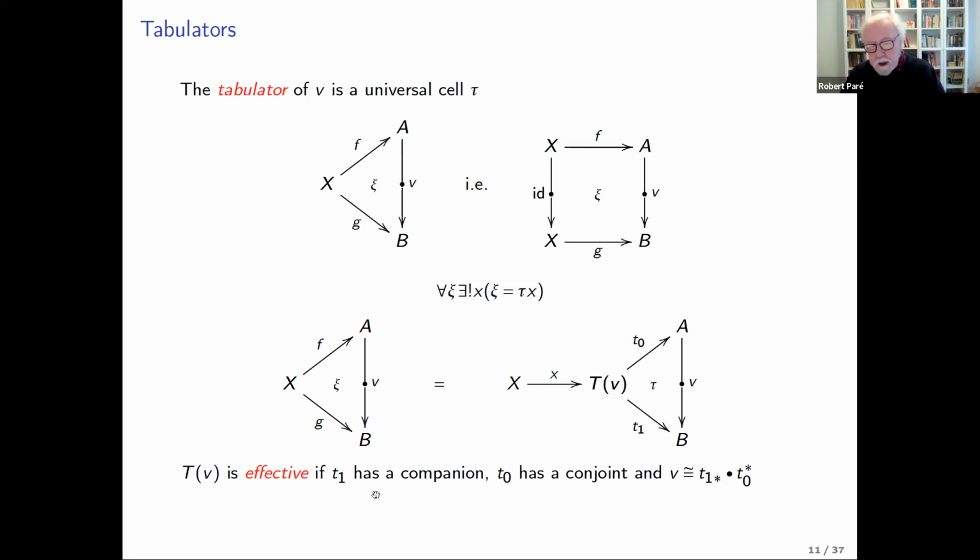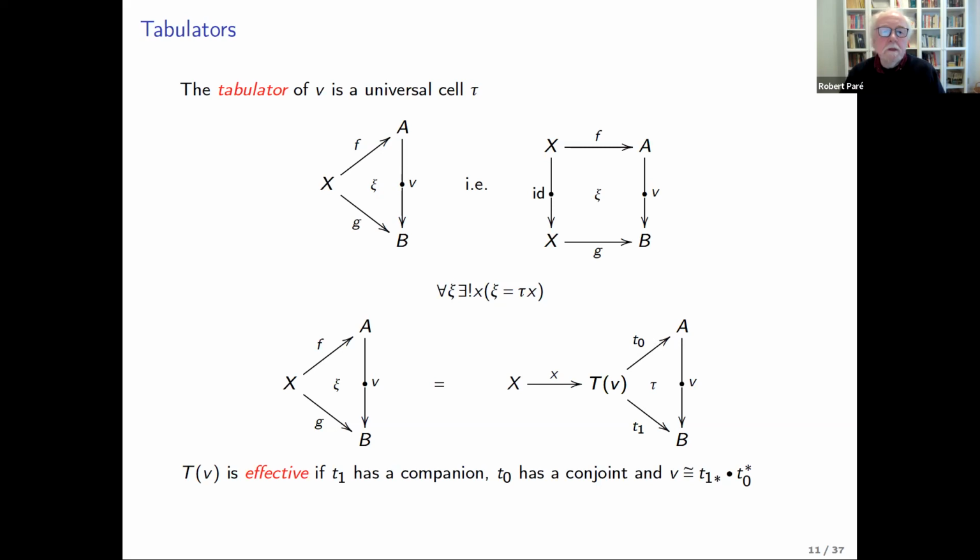Tabulators, as I said, may or may not exist. They're effective if the T1 here has a companion and T0 has a conjoint. And when you compose the conjoint with the companion, you get V again. That's the idea of what you're trying to do with tabulators. You're trying to write a vertical arrow in terms of horizontal arrows and companions and conjoints.